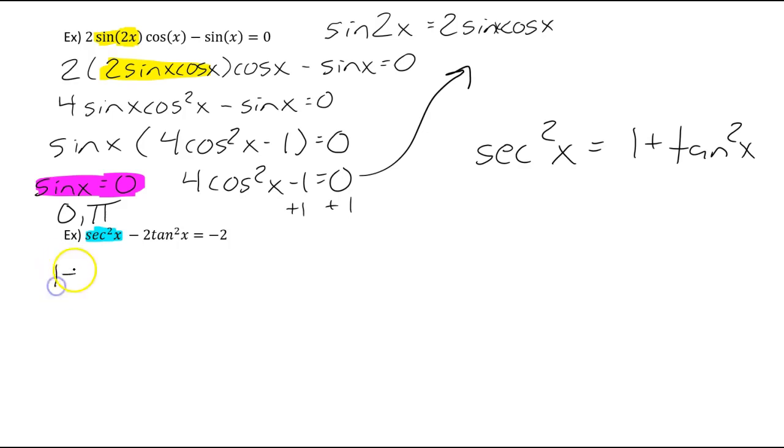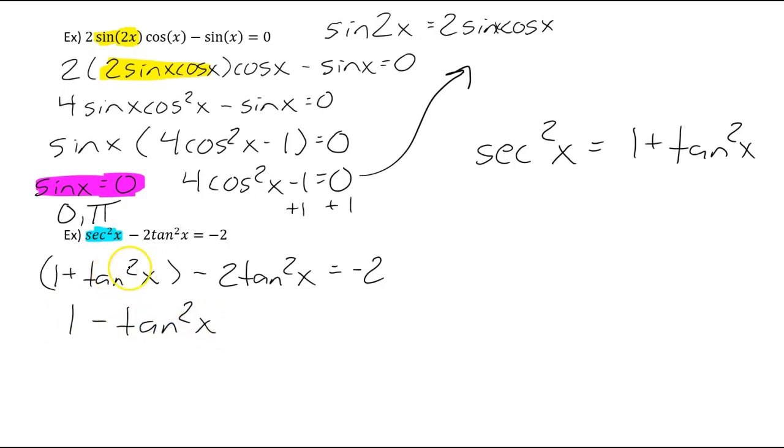I'm going to have 1 plus tangent squared x that I just substituted in. I'm going to put parentheses just so you know that's what we substituted. Minus 2 tangent squared x equals negative 2. And now that I have tangent squareds, they're like terms, just like having x minus x. So I have 1 tangent squared minus 2 tangent squared. So I will end up with 1 minus tangent squared, because 1 minus 2 will give me a negative 1, still equals negative 2. And then we can continue to solve it from here.